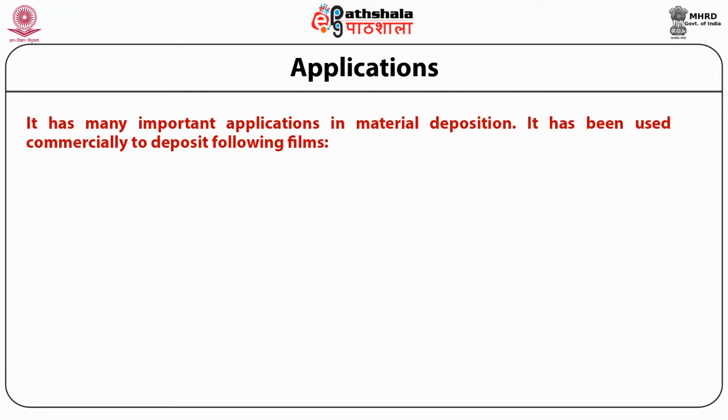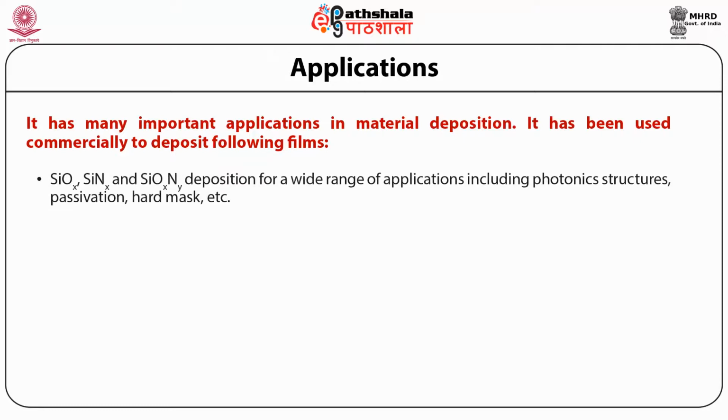Applications. It has many important applications in material deposition and it has been used commercially to deposit the following films. Number 1, silicon oxide and silicon nitride, for a wide range of applications including photonics, structures, passivation, hard mask, etc. Second is amorphous silicon. Third one is silicon carbide. And lastly, diamond-like carbon.